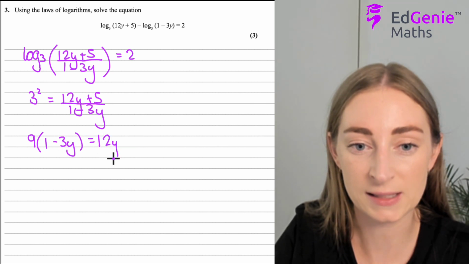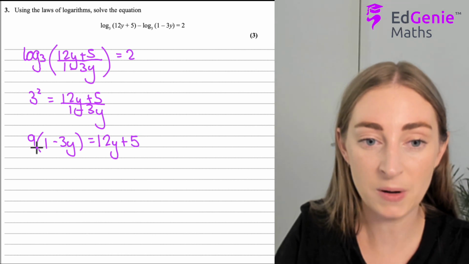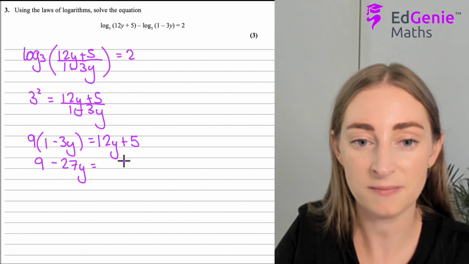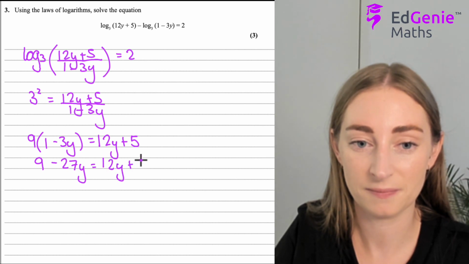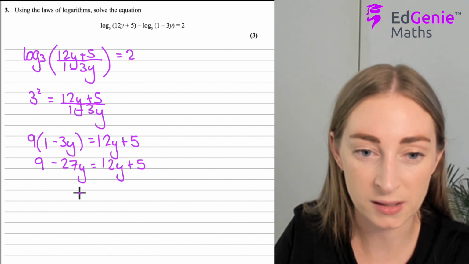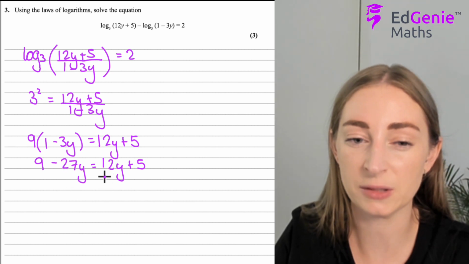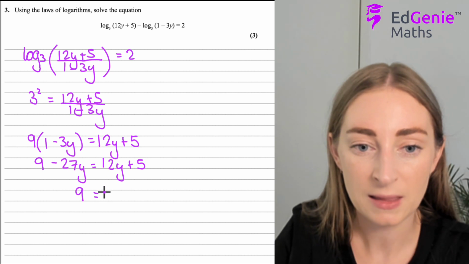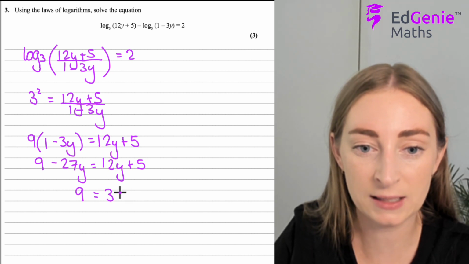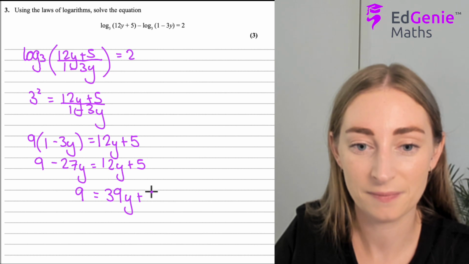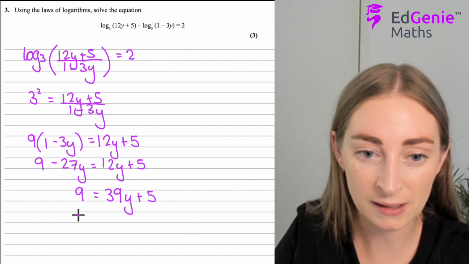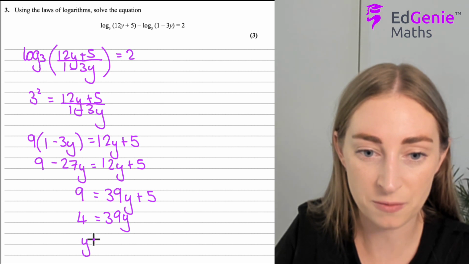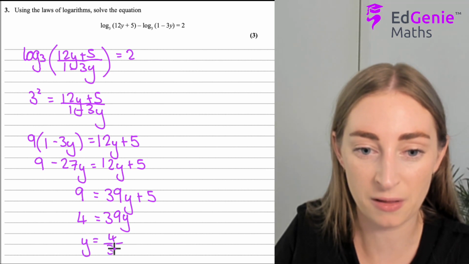And this is going to be quite nice actually, because it's just a linear. Multiply this out. Add 27y to both sides, because we want it to be positive, so we don't want to take away 12y. You can, but it'll just be a little bit more tricky. That's going to be 39. Take away 5 from both sides. So therefore, y equals 4 over 39.